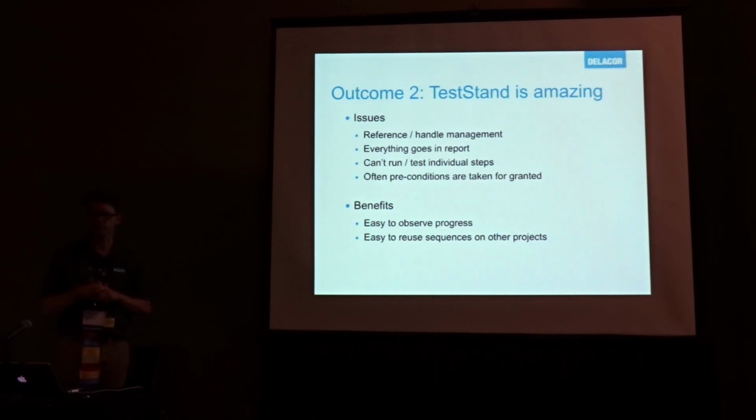So the issues, if we take that course of action: references need to be carefully handled. If we're going to deal with the references at the TestStand level, we need to be a little bit careful. Everything goes in the report. That could be a positive or a negative. 900 steps, that's a lot of steps to not appear in the report. And there are certain situations where we can't run or test individual steps, or running them individually might not provide a meaningful result. Often preconditions are taken for granted.